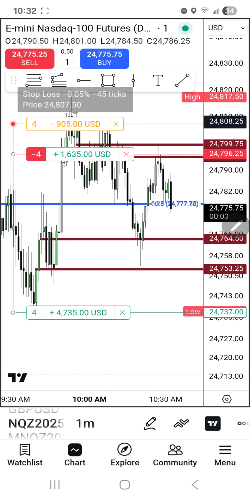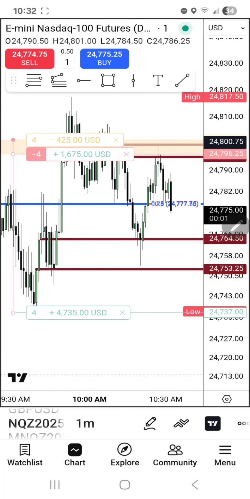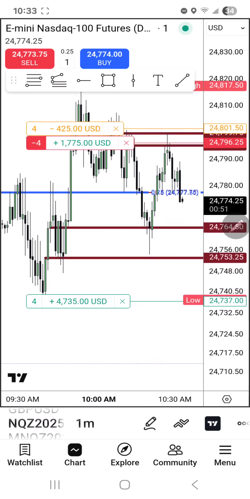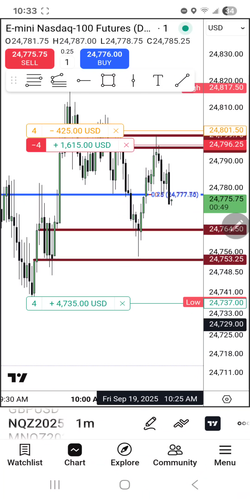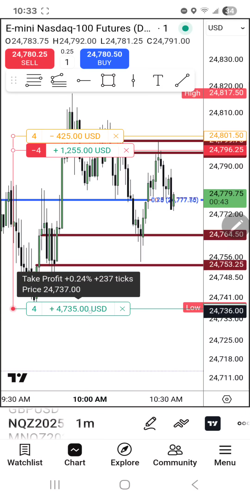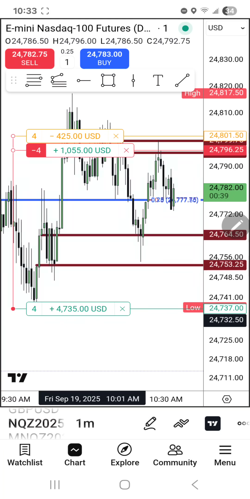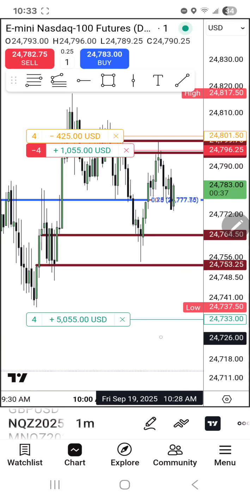All right, as I said, I would drop the stop down just above that swing high once we pierced that lower quadrant. Let me see if I can finesse this. Get that right there. We'll see if I can get it.